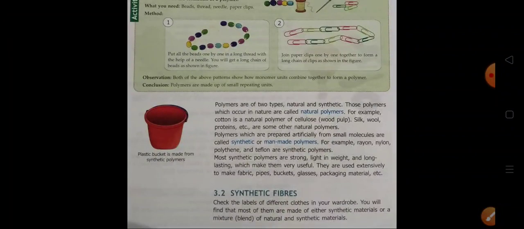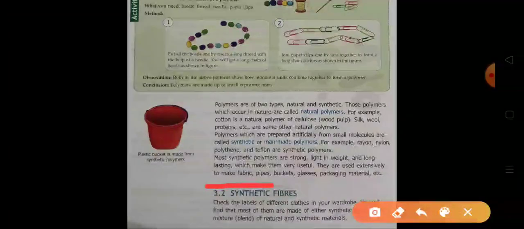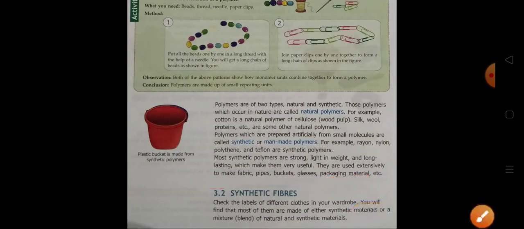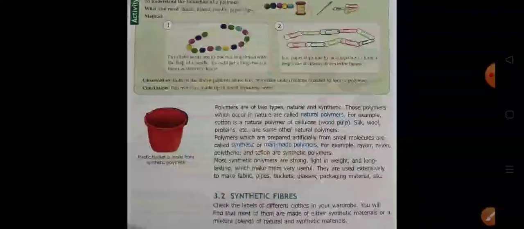Artificial or synthetic polymers are used for making fabric, pipes, buckets, glasses and packaging material. Now next is synthetic fibers. Synthetic fibers, you know, like nylon and rayon, these are the synthetic fibers which are made from chemicals.